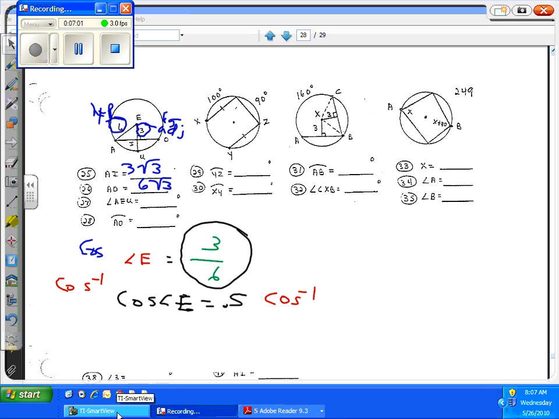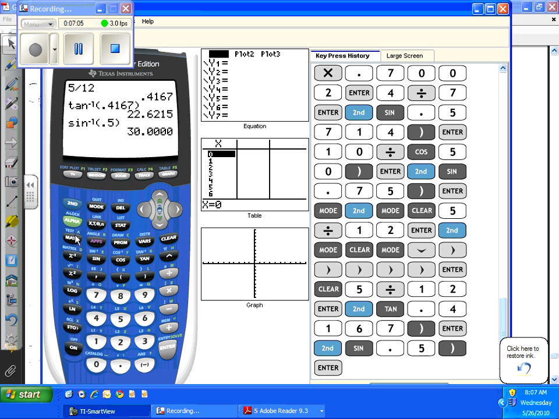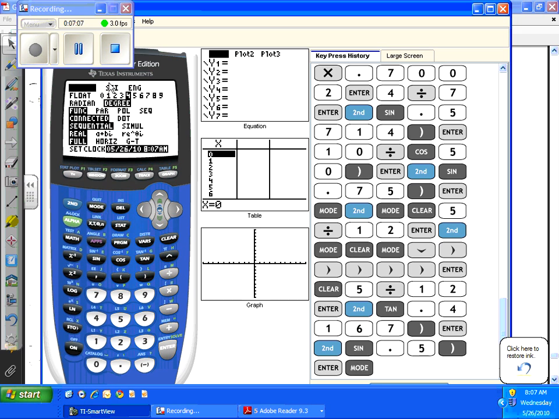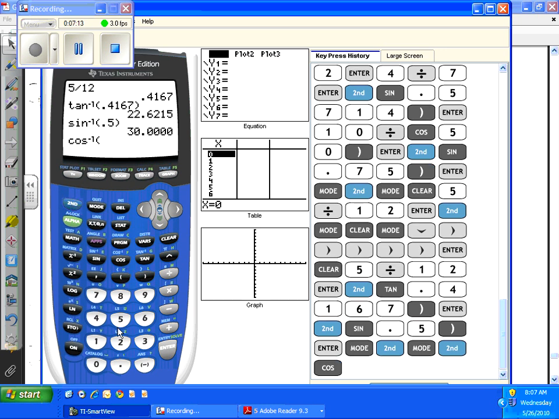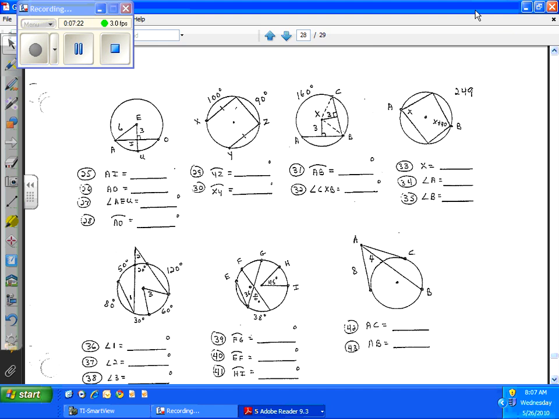We're going to go to the graphing calculator. Hit mode, make sure it's still on degrees. It is. We want inverse cosine 0.5. And we get 60 degrees. Remember, we still have it on float 4. 60 degrees.